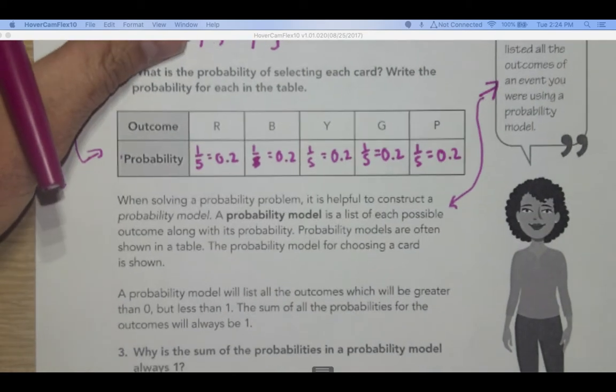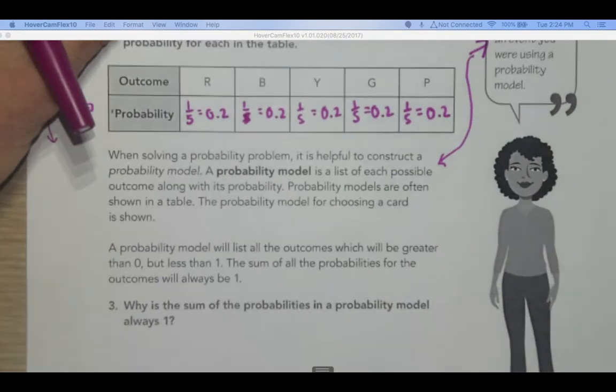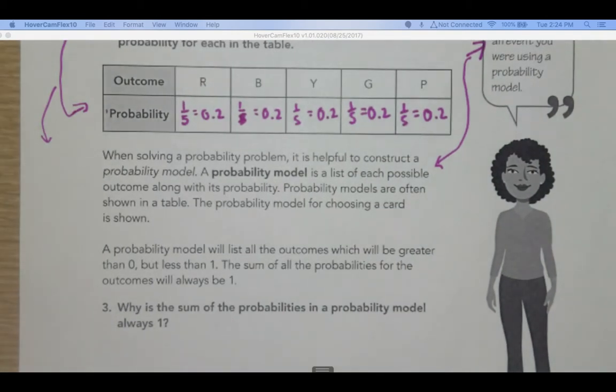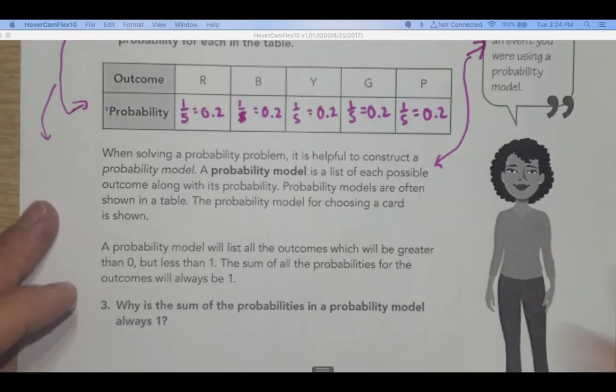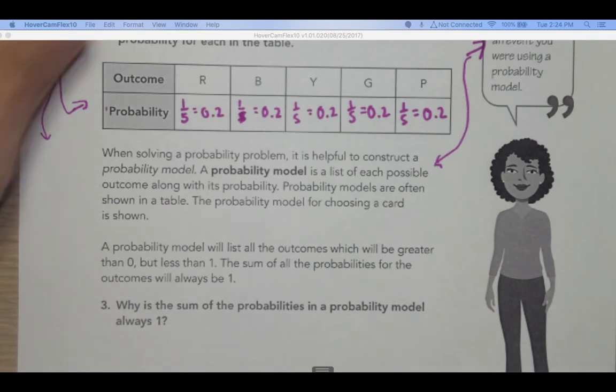A probability model will list all the outcomes, each of which will be greater than 0 but less than 1. The sum of all the probabilities for the outcomes will always be 1. Why is the sum of the probabilities in a probability model always 1?